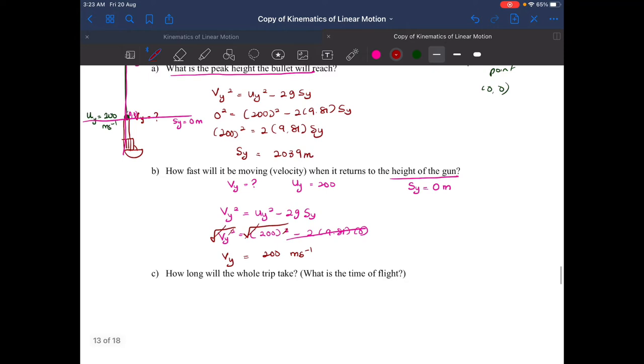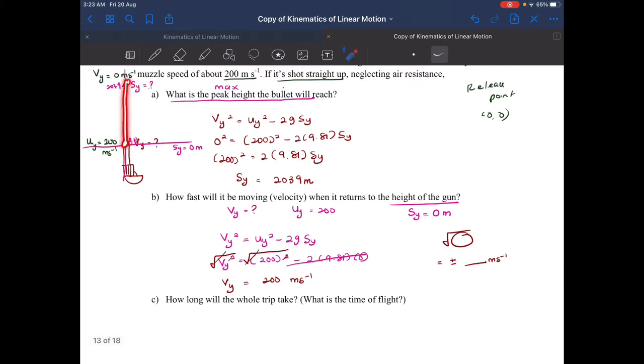Remember I told you, this is mathematics. If you square root anything, no matter what number, your possible answer would be plus minus, okay? But in this case, we know the bullet goes down, goes up and then returns to the height of the gun here. So the velocity will be a negative value.